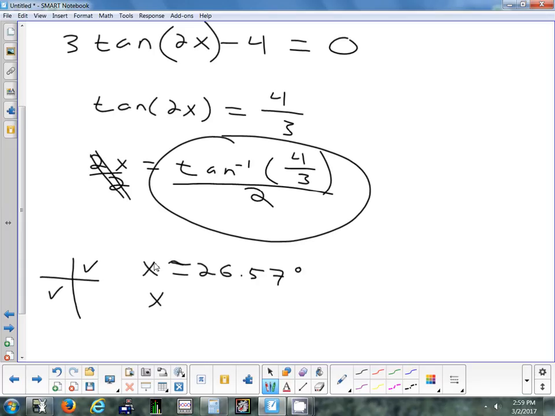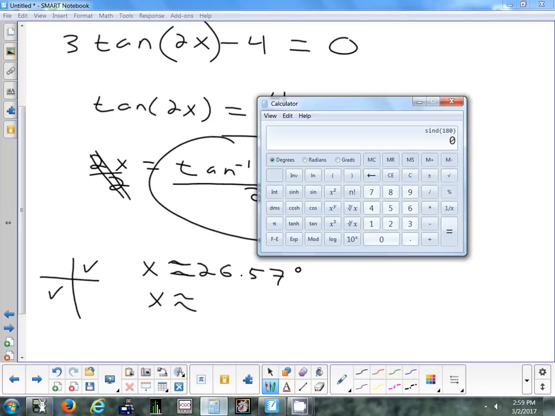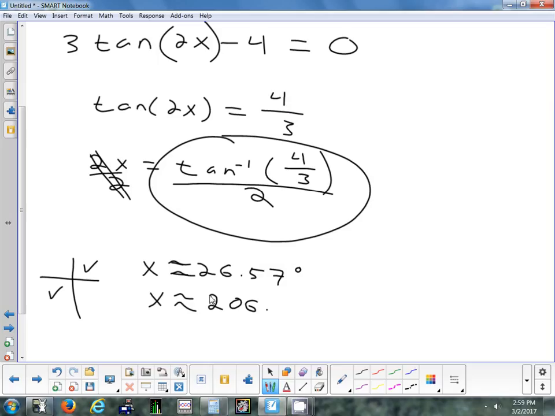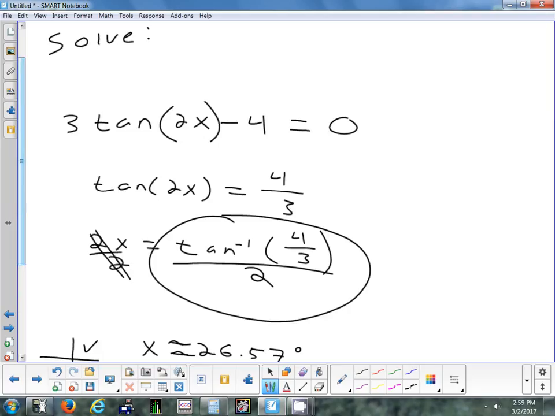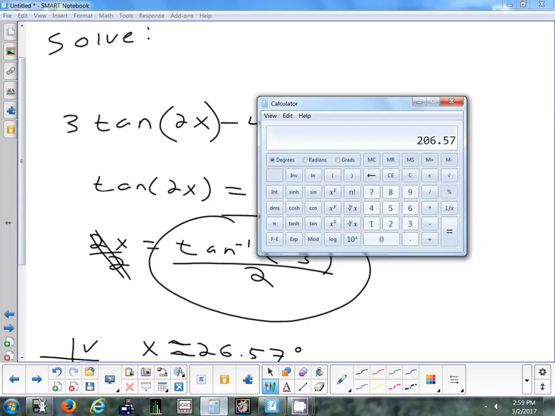And that's approximate. And how would you get an answer in quadrant 3? Is it 180? That's quadrant 2. 180 plus. The other answer should be 206.57. And you can always check that by plugging it in and see if it works.